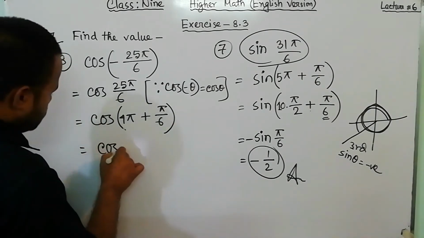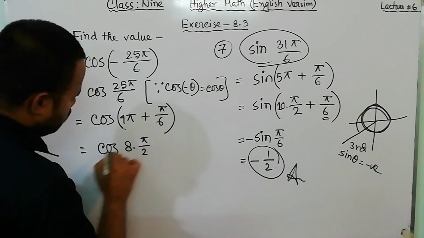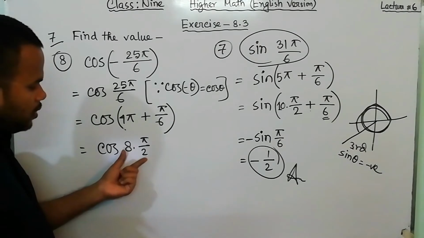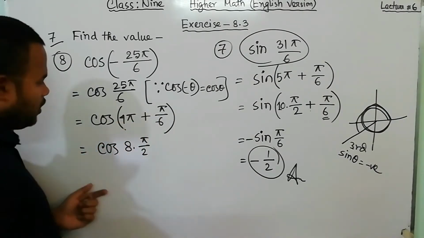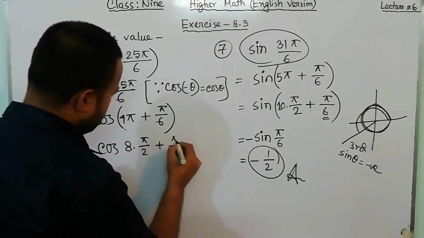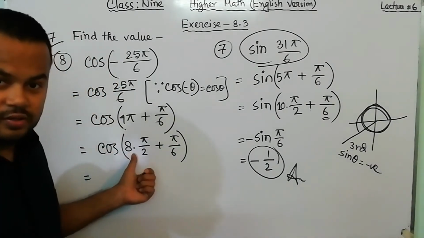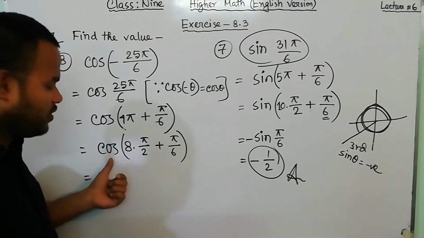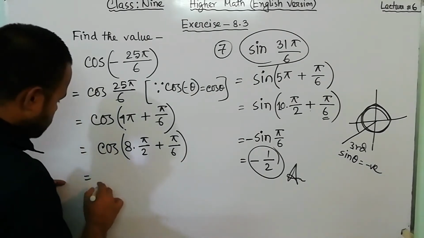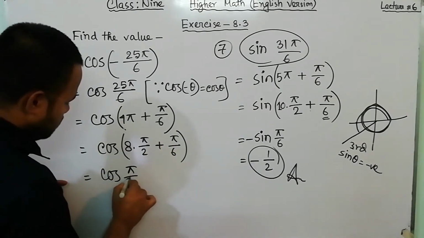Okay, here cos, we have to put 8 here, then pi by 2. I think all of you already know how to change this term into this. Okay, now plus pi by 6. Here we have also 8 here. For this even number, the ratio will not change, so cos will remain the same as cos. Now put pi by 6 here.